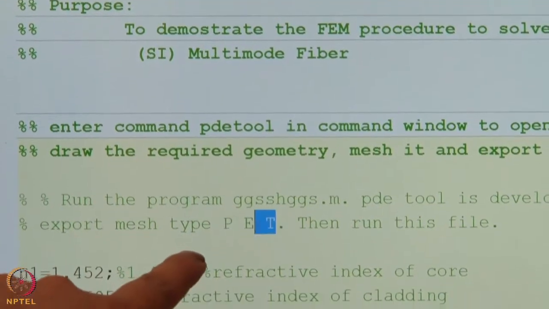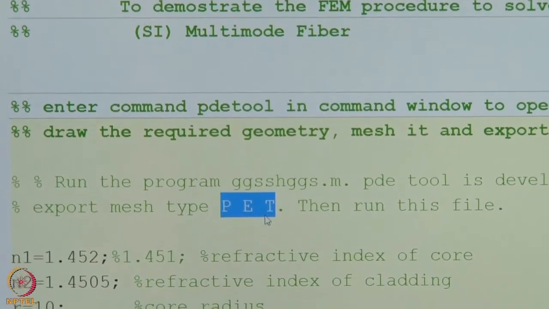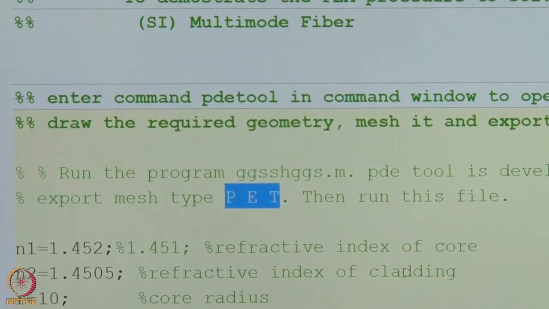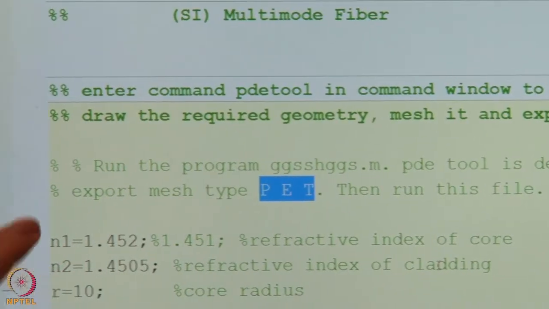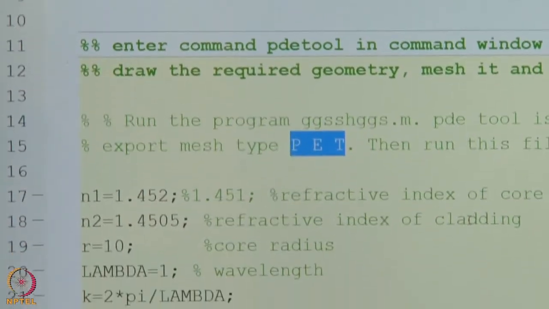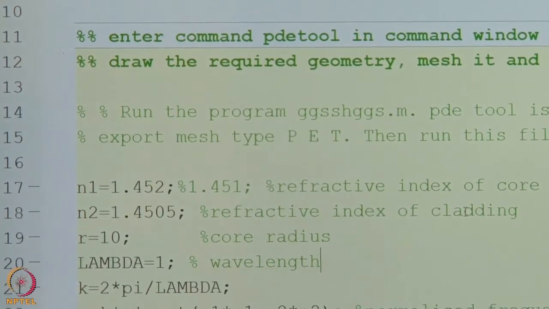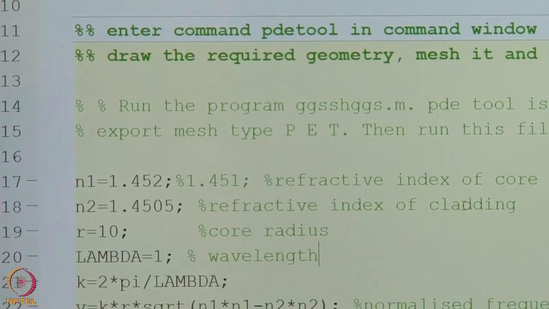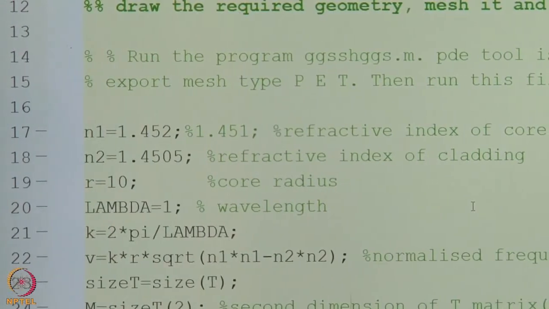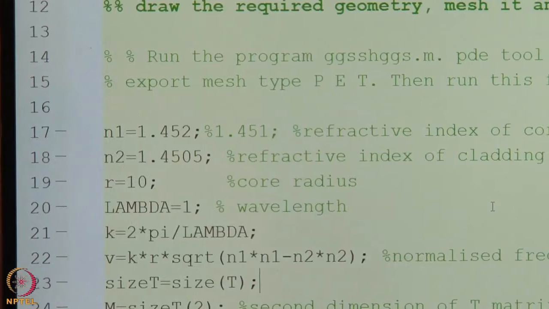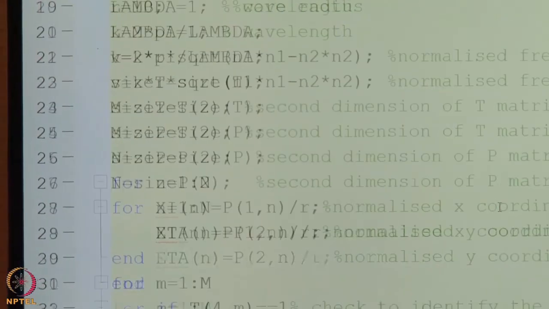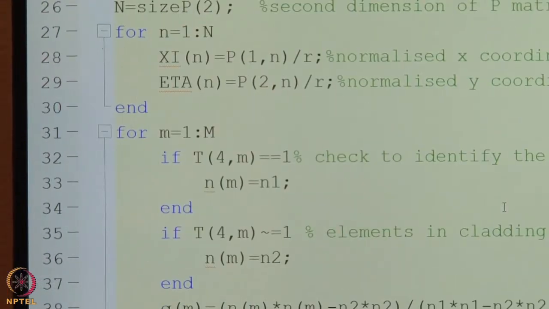Yes, so you are taking the value of the PET from the PDE toolbox, and then you have assigned the value for N1 and N2, and you are taking the value of lambda to be 1 micron, and then initializing the normalized frequency, and now you are going into the loop to calculate the various aspects. So explain to us what is happening in this code.